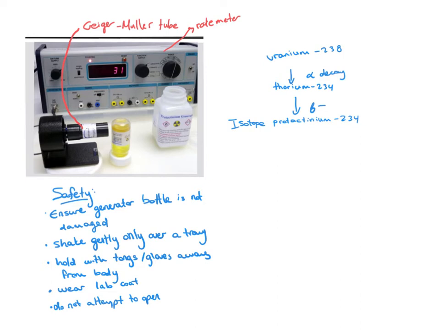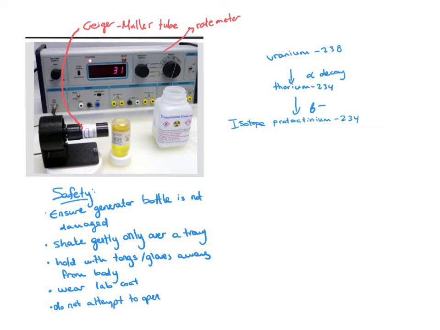Obviously, when we measure the decays from this experiment, we cannot measure alpha decay because it gets absorbed by the plastic, since alpha particles can get absorbed by a little thin piece of paper. They definitely get absorbed by that. So what we are really measuring is beta decay when we're measuring the counts.